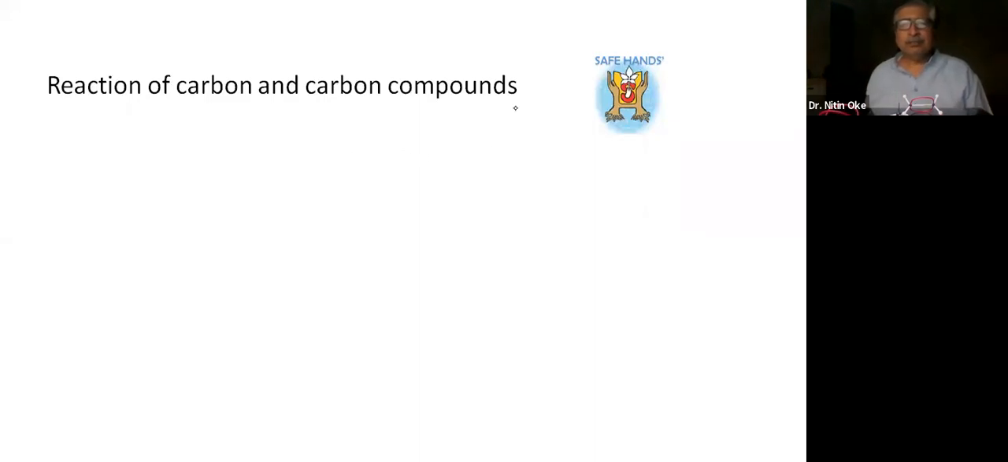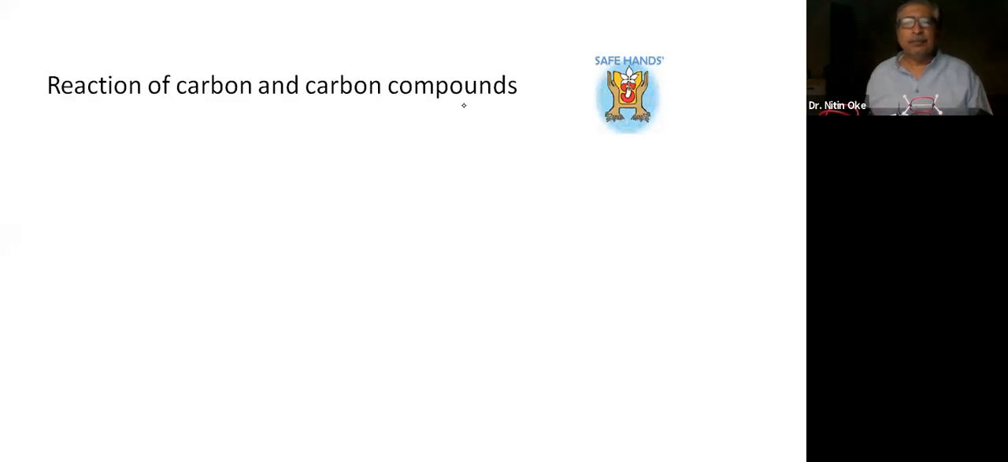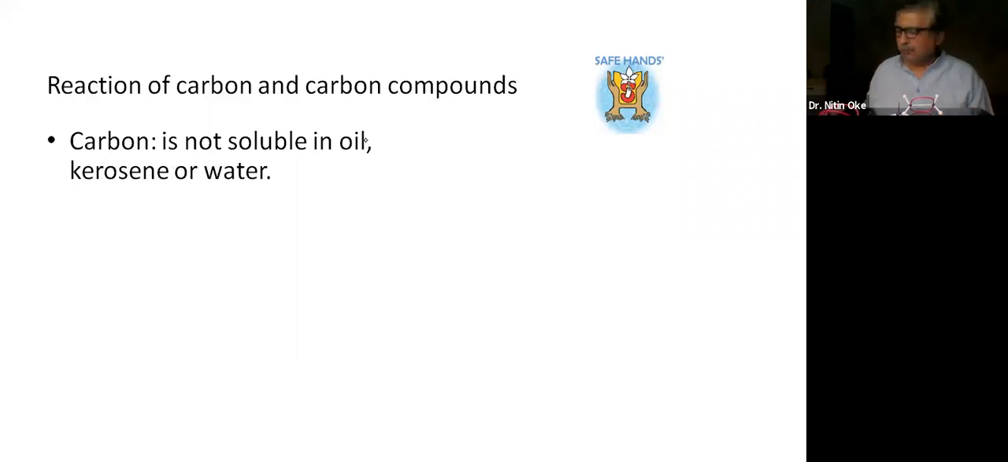Now something which is quite simple and easy. We want to see the reactions of carbon and carbon compounds. First of all, a very simple thing.